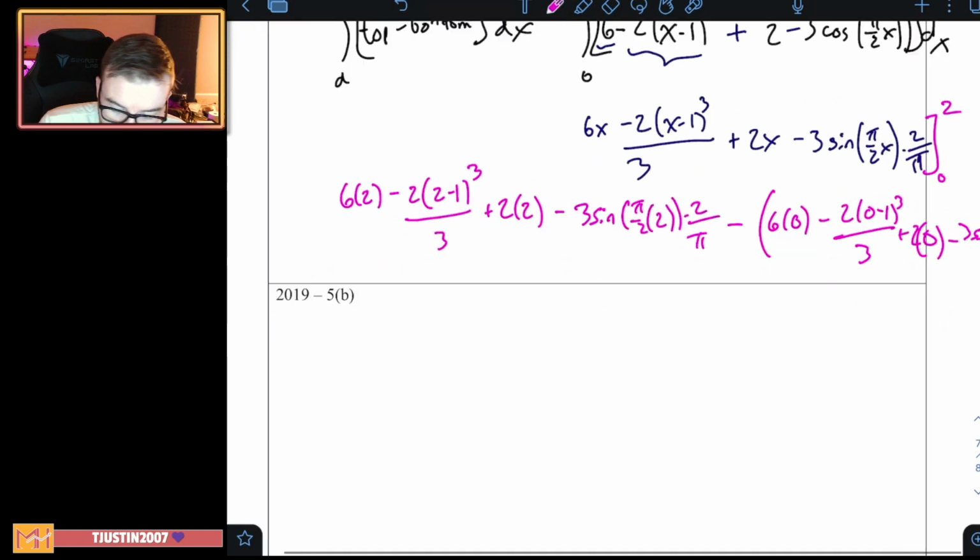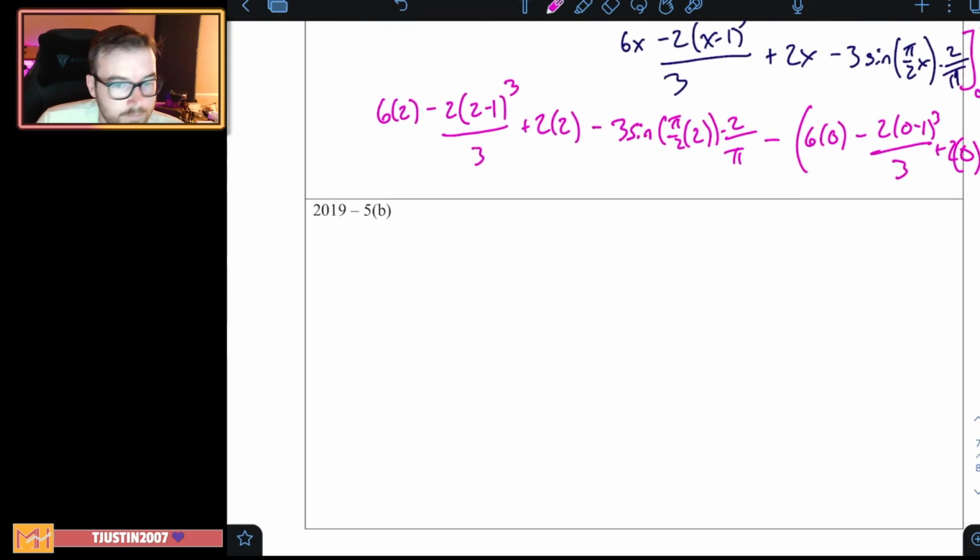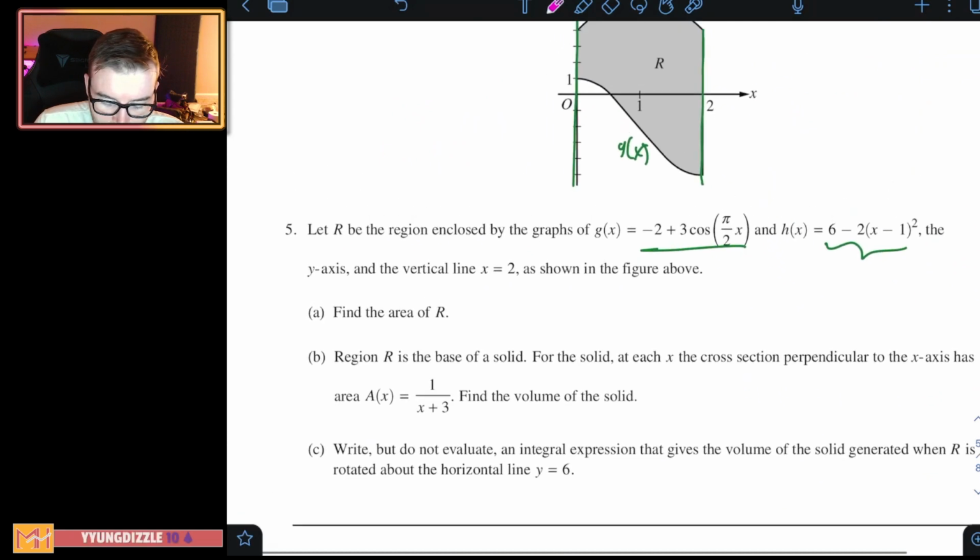Look at the scoring guidelines if you want to see the rest of that work, because I'm not going to bother writing it out. F of b. 5b.